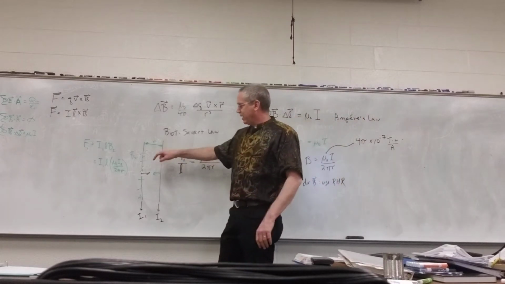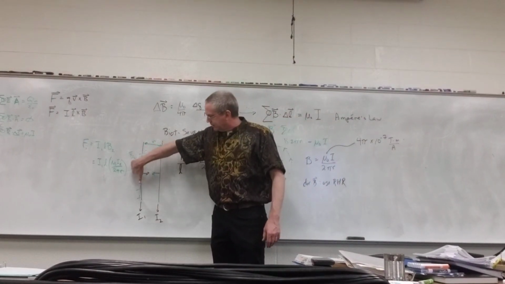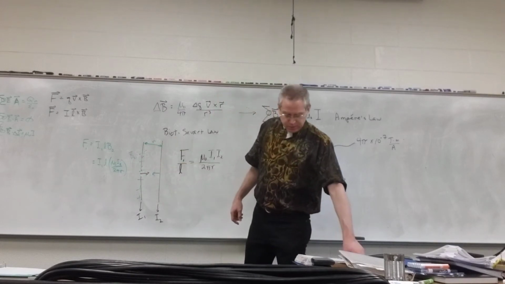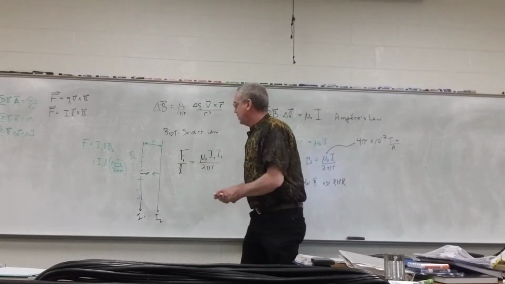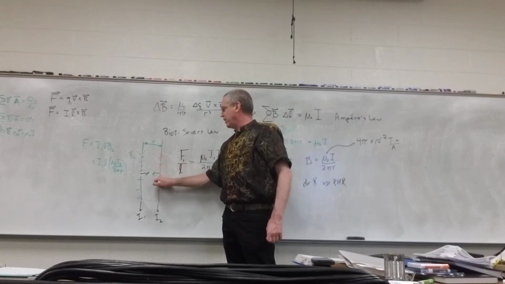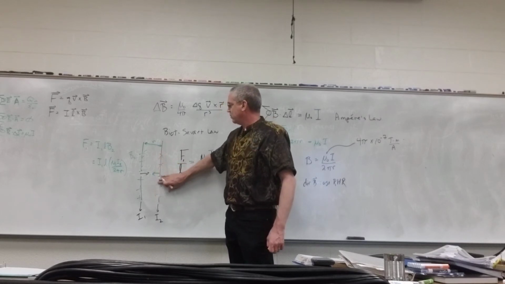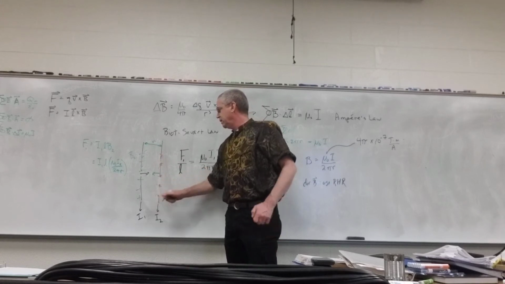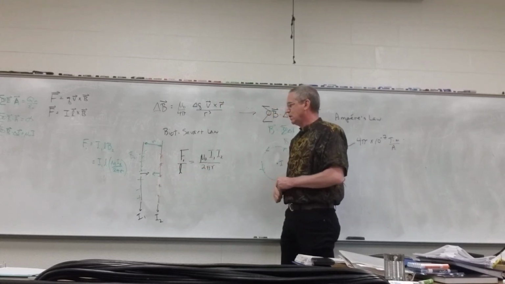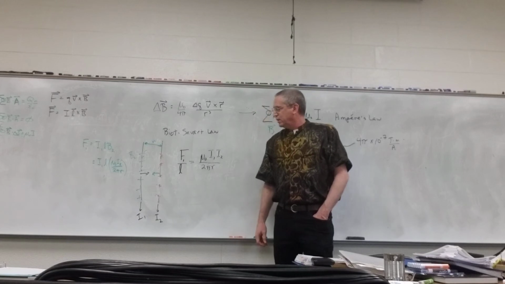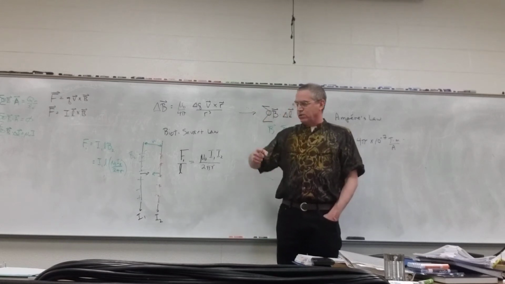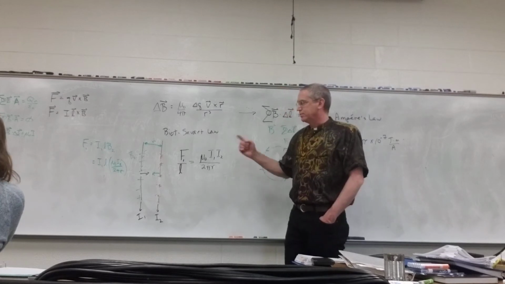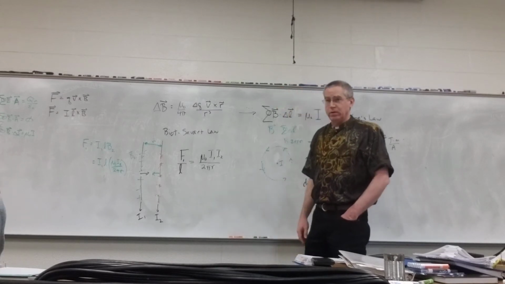The magnetic field that wire 1 is creating, with the current going that way, is coming out of the board. So we have a magnetic field from wire 1 out of the board. With the magnetic field coming out and the current going down, the force would be the other way, or just employ Newton's third law, and they should be going in the same direction.